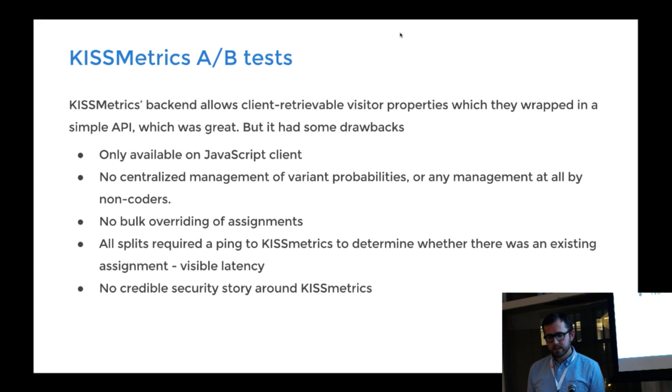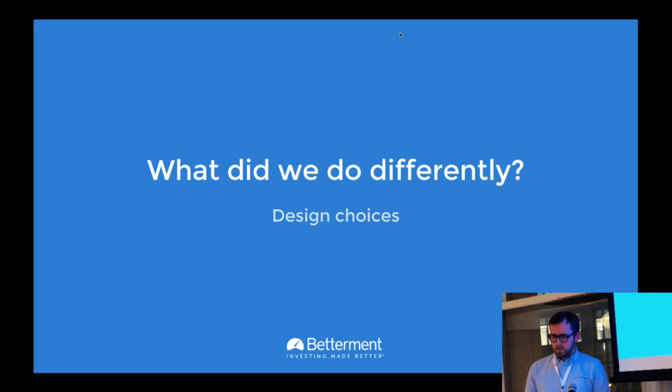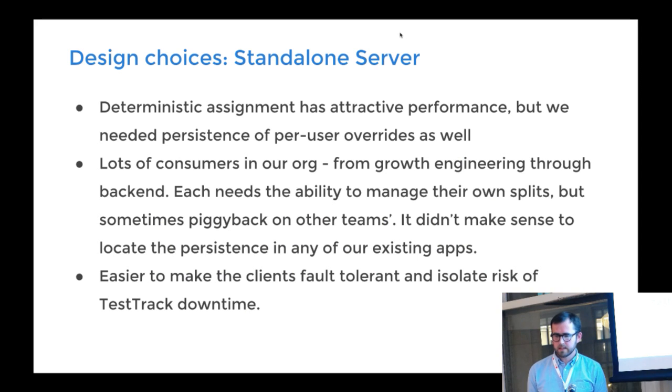And there isn't really a credible security story around KISSMetrics because anybody can modify those splits, so anybody can be in any variant at any time. So, what did we do differently?